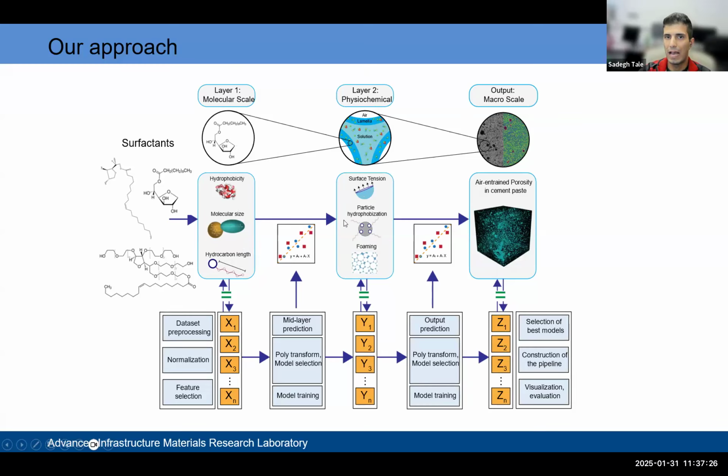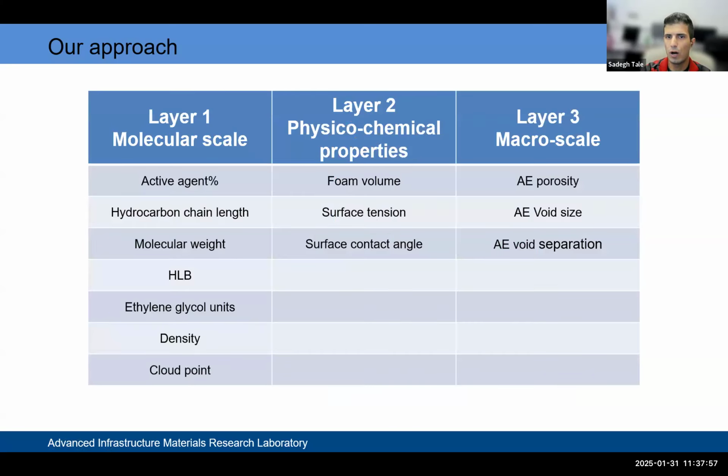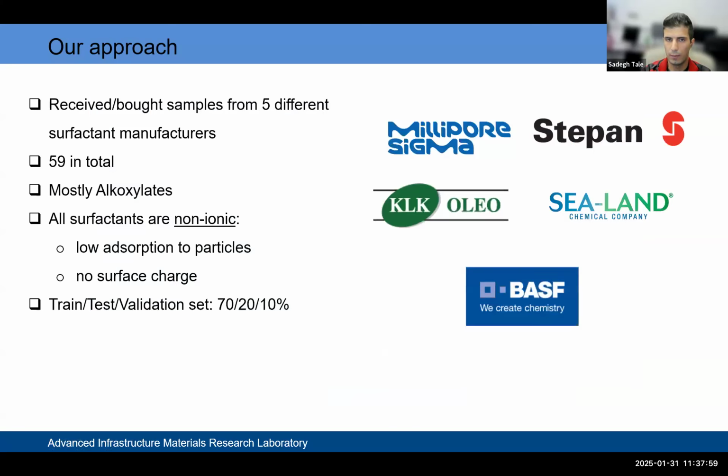On the second layer, we have the physicochemical properties of these molecules in solution. So when you dissolve them, how much surface tension do they have? What is their particle hydrophobization like? How much foaming they have? What is their foaming stability like? And so on. And then on the third layer, we have the output, which is the macrostructural properties of these surfactants in hardened concrete. This is an overview of the properties that we have, but I'm going to go through that later on.